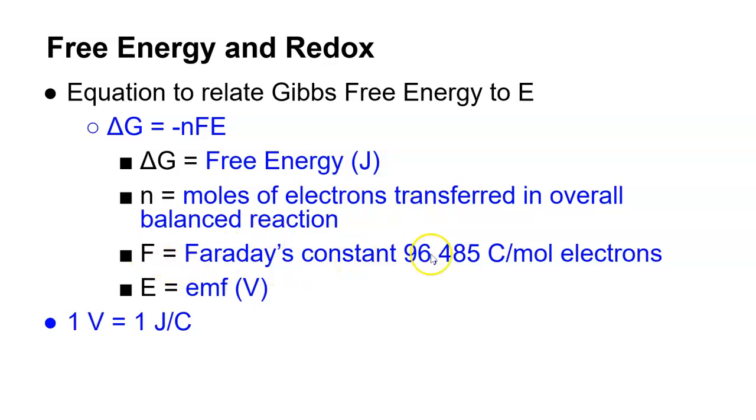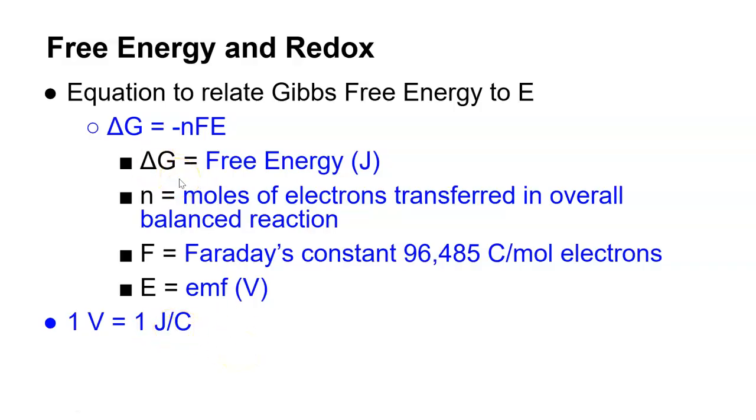F is going to be a constant. It's on your tables. It's 96,485 coulombs per mole of electrons. We'll also use that value in some future calculations. And then E is your voltage. And remember, a volt is a joule per coulomb. That's how your units all work out.